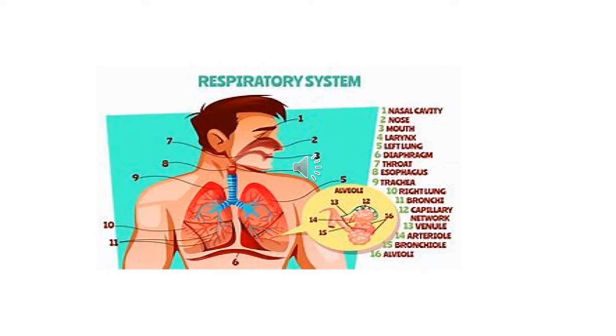The bronchi: we have two bronchi extending from the trachea, branching into smaller and smaller tubes called the bronchioles. We have the larynx, which contains the vocal cords which produce sound. We have the alveoli, which consist of tiny sacs where gas exchange takes place.